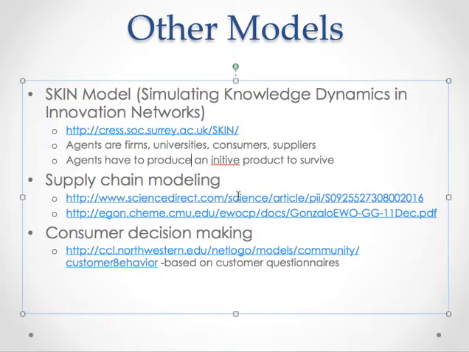There's a lot going on in supply chain modelling and consumer decision making, and there's different ways of building a model. The model which we just saw was built on some equations for predator-prey dynamics, but the consumer decision model that you can download from this website, I've not tried it yet, is based on the responses of questionnaires. Somebody went out, they did a questionnaire, and then they built the rule set for the model based on what results people had given for that questionnaire.